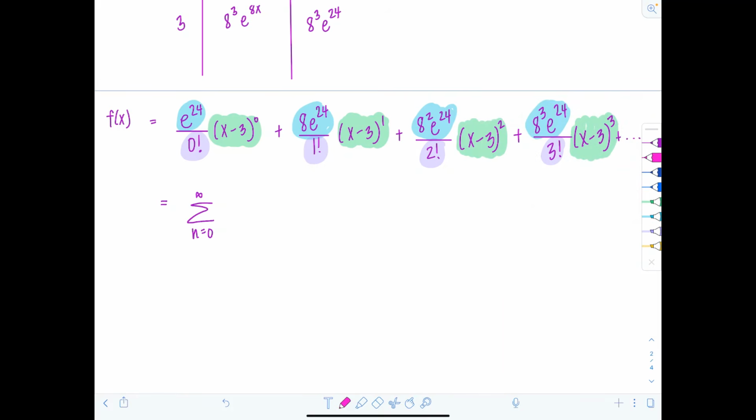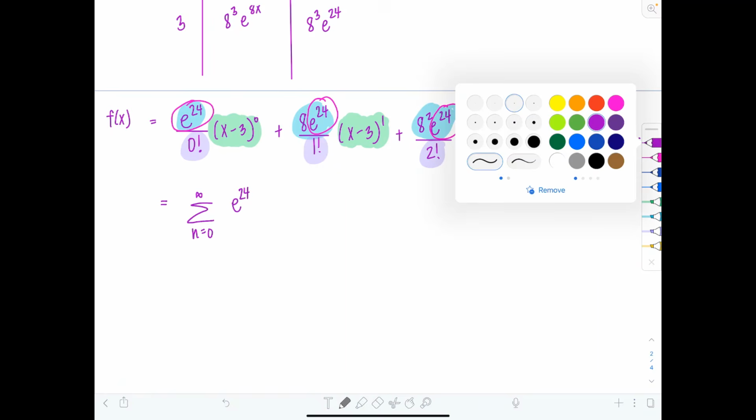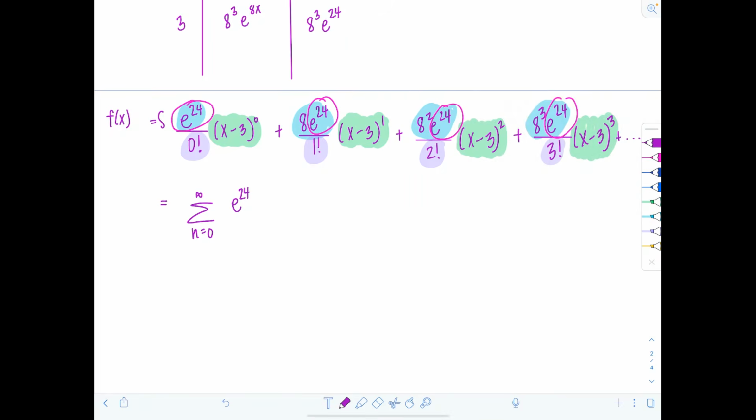Look at this, what is this? E to the 24th, e to the 24th, e to the 24th. Okay, that's not changing, that's just a constant. He's minding his own business. Then notice on the first term I've got, look how slick. This is 8 to the 0, 8 to the first, 8 squared, 8 cubed. So it's 8 to the n. Blue portion taken care of.